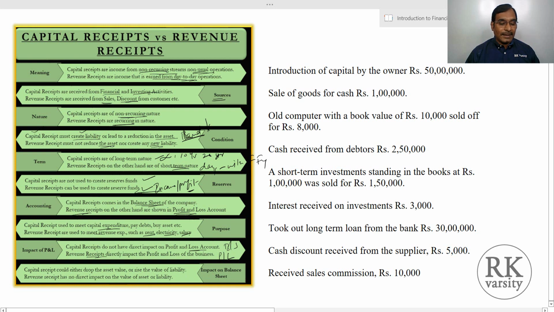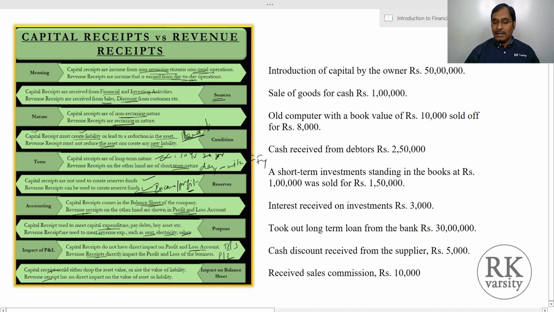Your capital receipts will have an impact on the balance sheet either by increasing a liability or decreasing an asset, whereas a revenue receipt has no direct impact on the value of an asset or a liability, because a revenue receipt, only if you are making a profit, is shown as a reserve on the liability side, so it is not going to have a direct impact. So these are the major differences between capital receipts and revenue receipts.